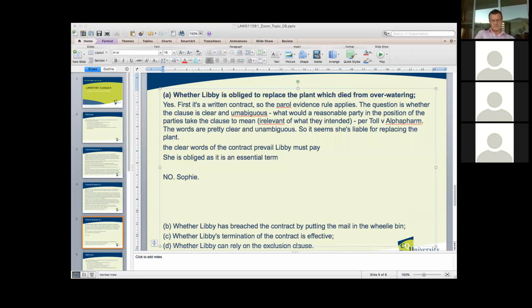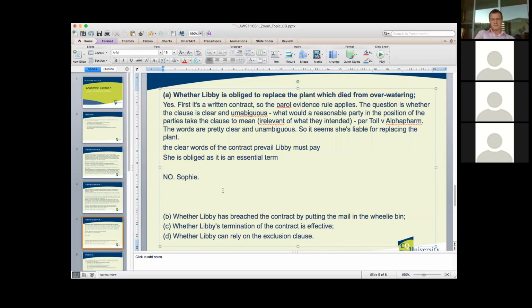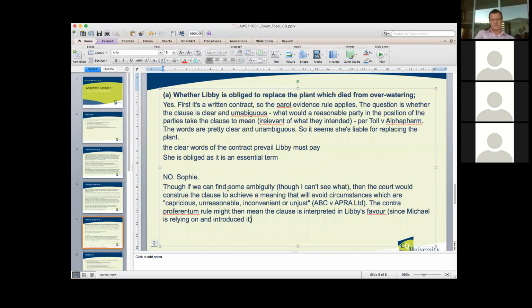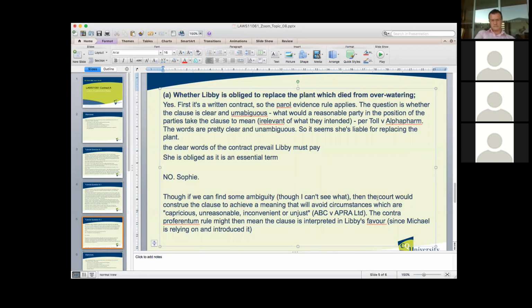And then I'm just going to put another answer that was proffered by Martin on the screen as well. Now, it's essentially just Sophie who says that Libby isn't liable, whereas the rest of the class, or the cohort now, are saying that Libby should be liable. Sophie, do you think you might be able to explain to us your answer?